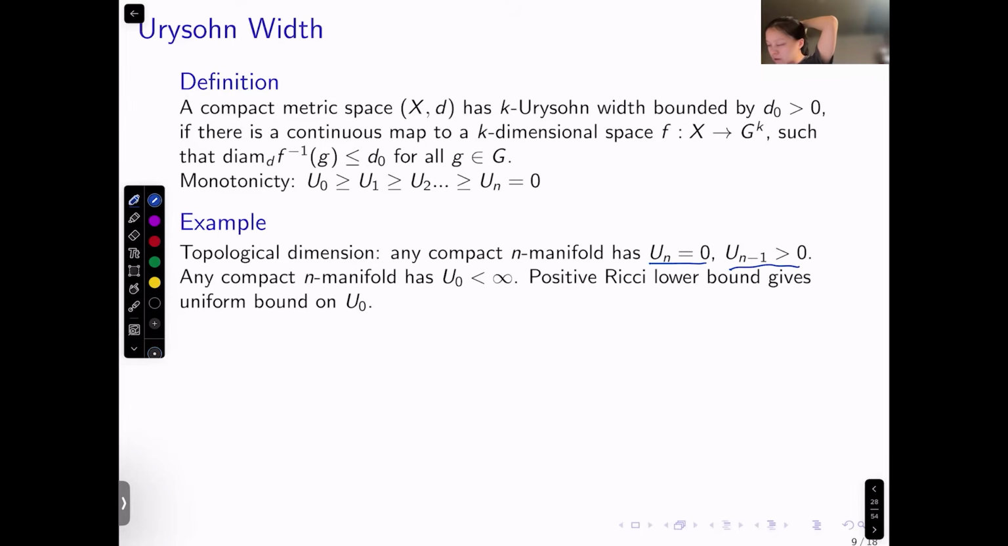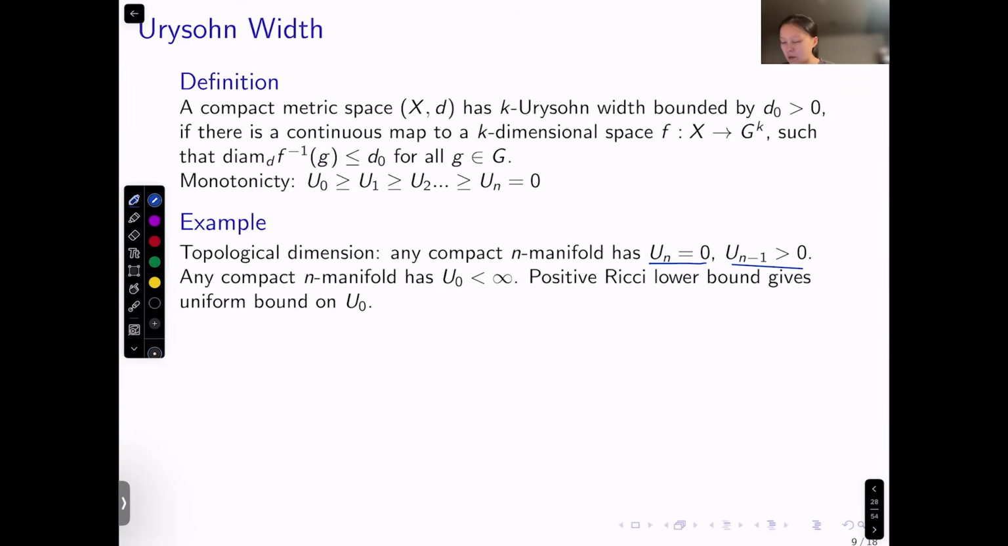And you can also prove that the n-1 Urysohn width has to be always positive. So your topological dimension is the least n so that you have a non-positive Urysohn width.